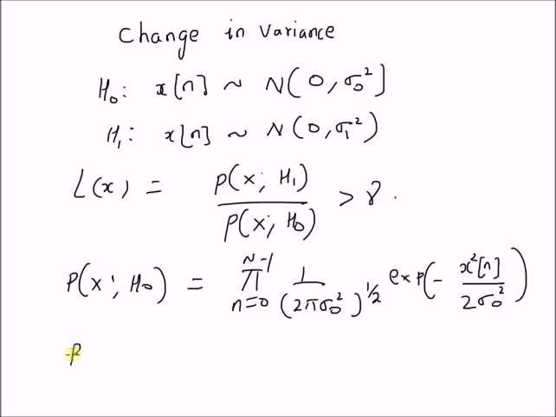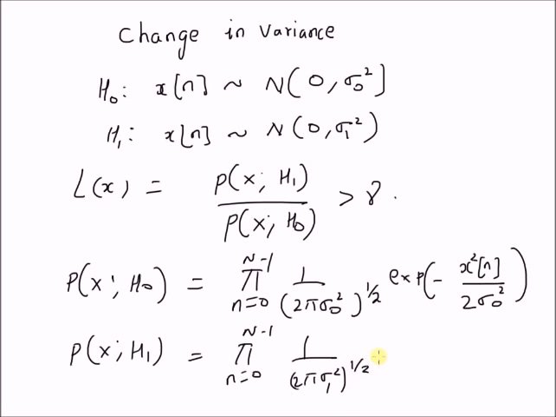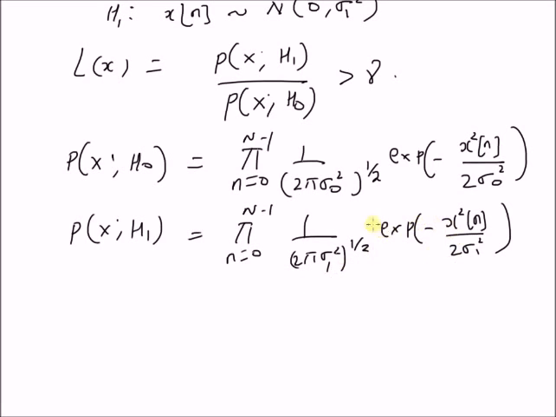Under the alternate hypothesis, the observation model is the product n equal to 0 to n minus 1, (1 by 2 pi sigma square 1) power 1 by 2, exponential of minus x square of n over 2 times sigma 1 square. So, basically the difference between these two hypotheses is the variance of the distribution.